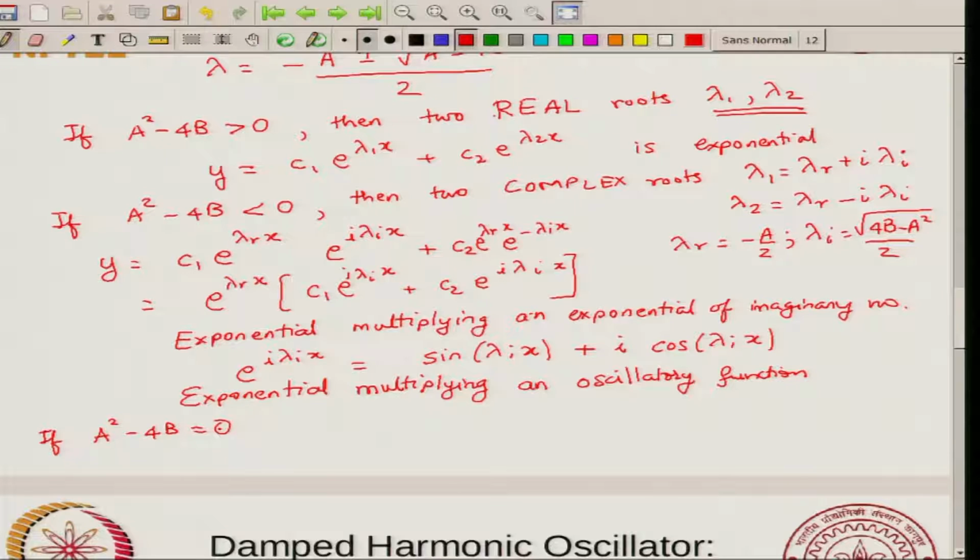Okay, then the solutions will look like C1 e to the lambda x plus C2 x e to the lambda x. So you have only one root, okay. Both the roots become the same, because lambda equals lambda 1 equals lambda 2 equals minus a by 2. So lambda is just minus a by 2, and you have e to the minus a by 2 x times C1 plus C2 x. The other linearly independent solution is just x e to the lambda x.